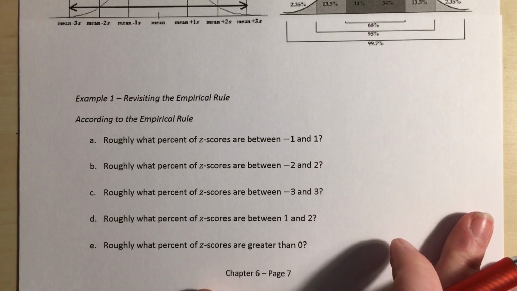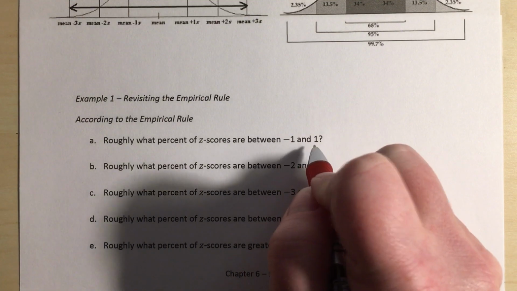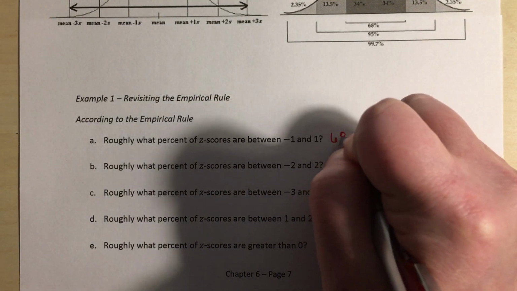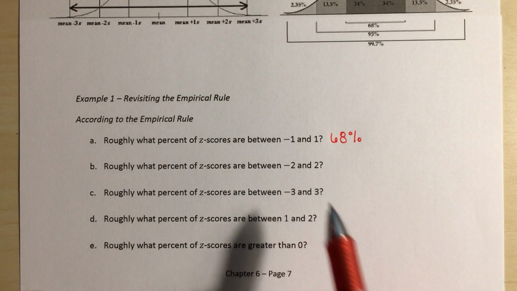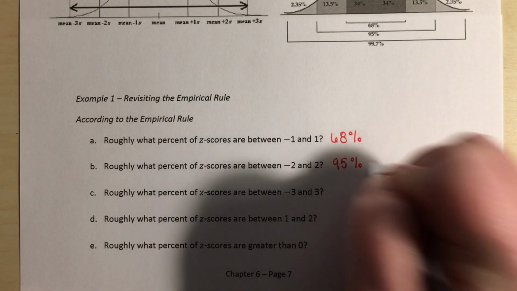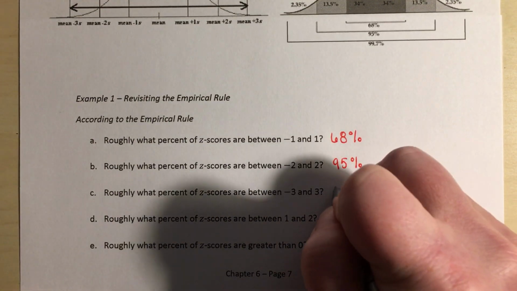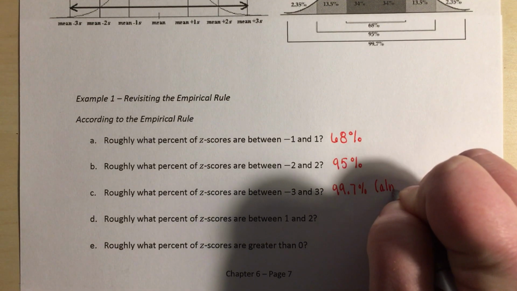Okay, so according to the empirical rule, what percent of z-scores are between -1 and +1? Well, z-scores compare to our standard deviations. So between -1 and +1 standard deviations, 68% of our z-scores are going to be within those values. Within 2 standard deviations, we have 95%. Within 3 standard deviations, we have 99.7%, which is almost all.